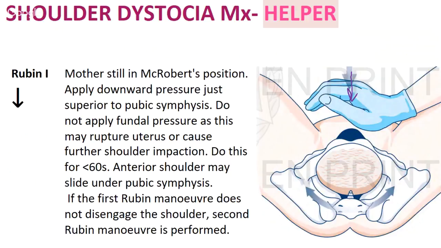Rubens 2. These are really good pictures as well. You know where I got these from? These are from the Queensland Ambulance Guidelines for Shoulder Dystocia or something. It's a really good document because it has really good pictures.